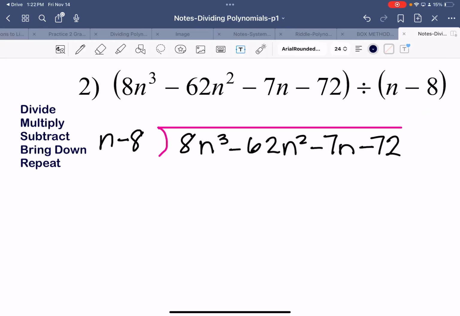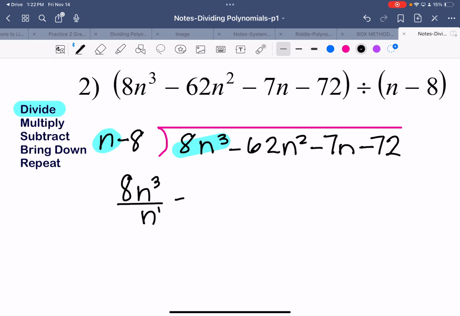Okay, second example. So we're going to start with dividing. n times what is 8n cubed? Yes, we are still dividing. If I divide it here, this is a 1 exponent, right? What do I get? I get 8n squared. So this is going to be 8n squared.